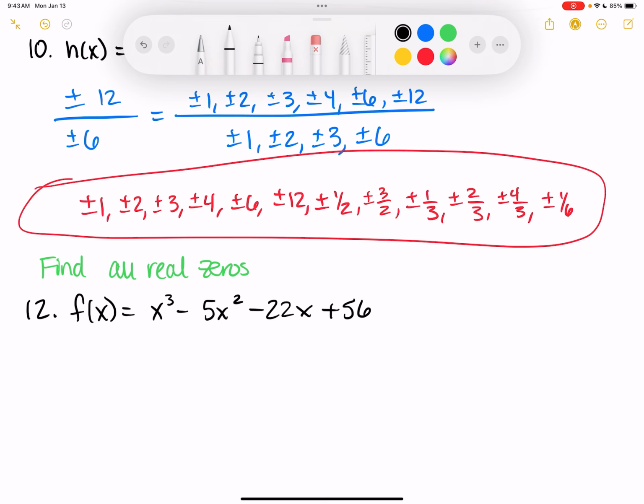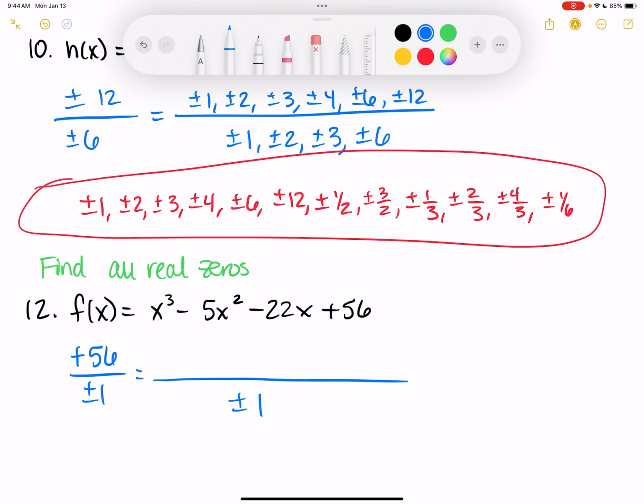Still horrible. All right, plus or minus 56 over plus or minus 1 now. What I'm going to tell you is I'm not going to make you rewrite them all when it's just over 1 because it's just time consuming at that point.